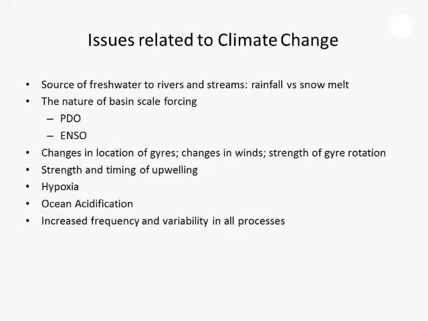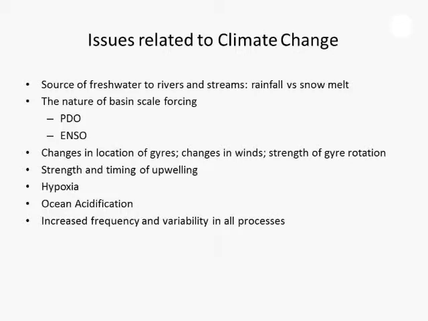The nature of the basin scale forcing: how does the entire North Pacific basin change in a way that's going to affect us right here off the coast? That involves the PDO and the ENSO. How these open ocean gyres might change, if they're going to shift north or shift south, we'll get different kinds of water coming into the California current. The source water is a big deal, remember? Upwelling: is it strong, and when does it start? Is it going to be stronger in the future and start earlier, or be weaker and start later? These are big issues that we do not know the answers to.